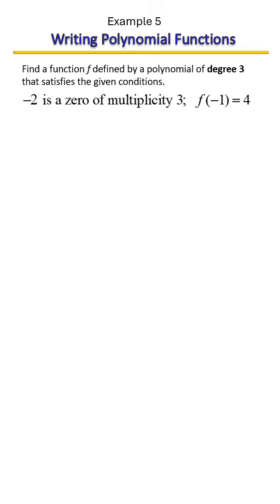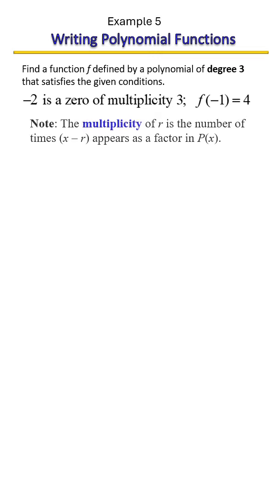Find a function f defined by a polynomial of degree 3 that satisfies the given conditions. -2 is a zero of multiplicity 3, and f of -1 equals 4.